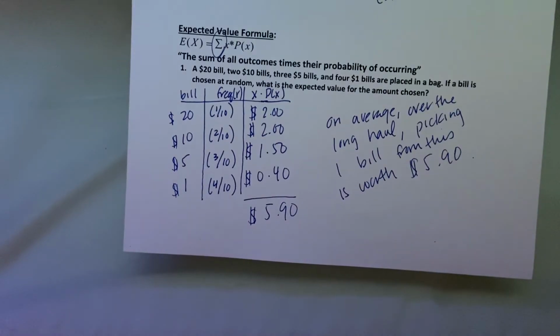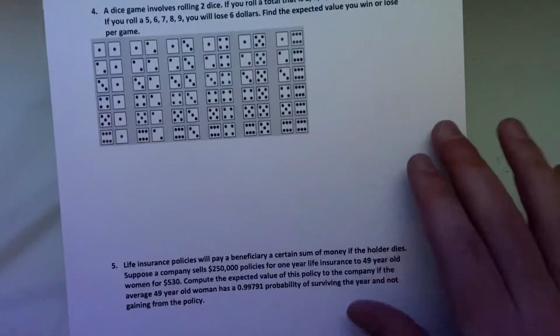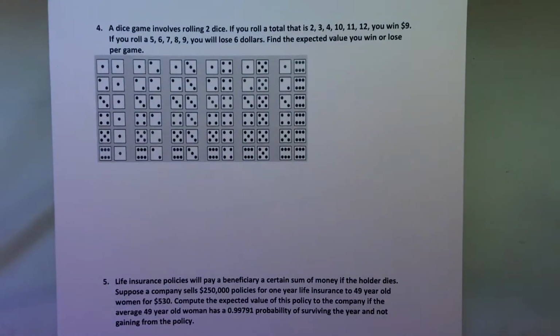So I'm going to skip forward to a dice question and a more realistic problem you might see. So I'm going to skip problems 2 and 3 in the notes and go to 4. A dice game involves rolling 2 dice. If you roll a total that is 2, 3, 4, 10, 11, or 12, you win $9. If you roll a 5, 6, 7, 8, or 9, you lose $6. Find the expected value you might win or lose when you play the game.